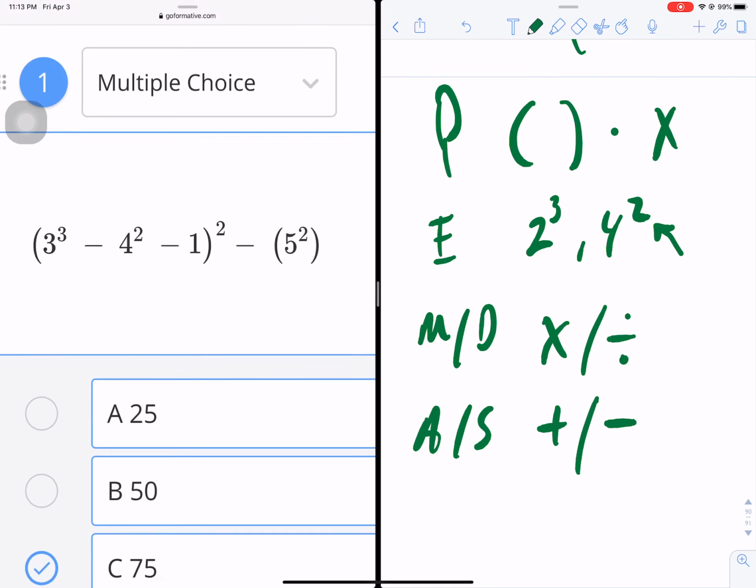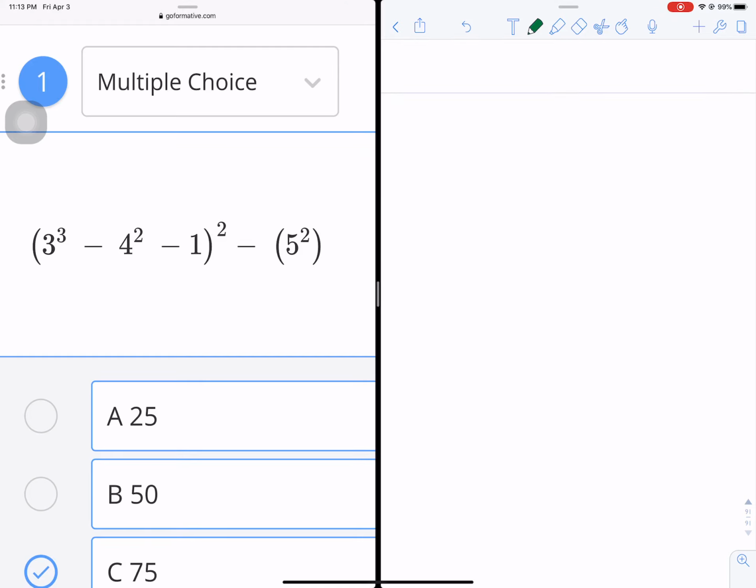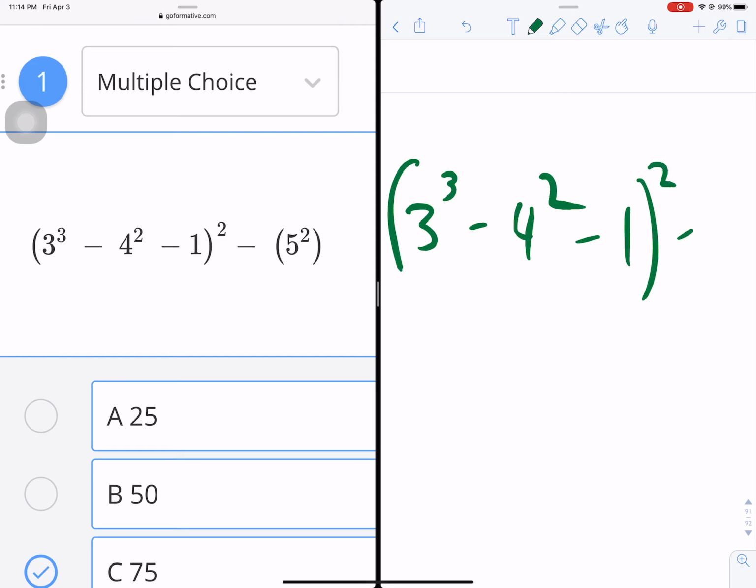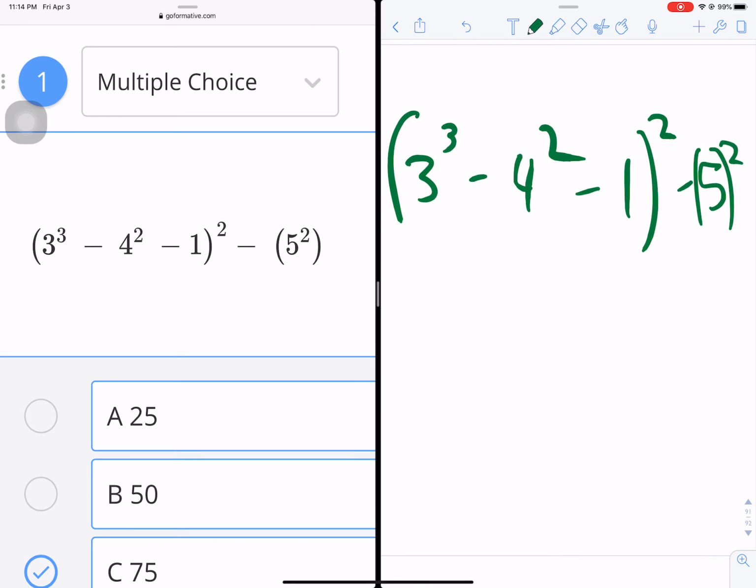So let's jump in and do that first problem. 3 to the third power, there's an exponent. 4 to the second power, there's an exponent. Minus 1, that whole thing squared, minus 5 squared. Okay? So where do we start? Well, most people would say start with the exponents, but what's the first step? Parentheses. So do you see any parentheses? Yes, I see two. I see a big one here and this one. So we can do both simultaneously, but let's just take a look.